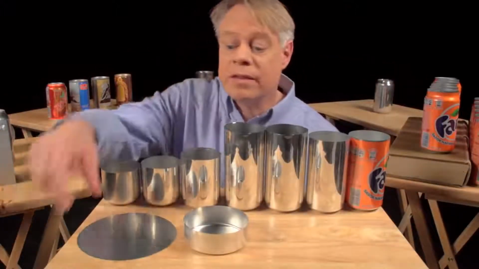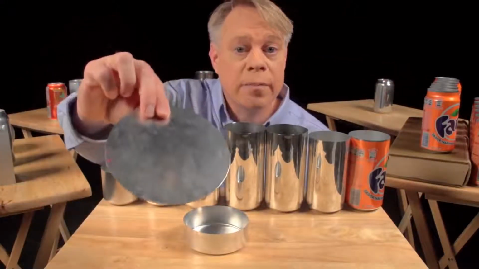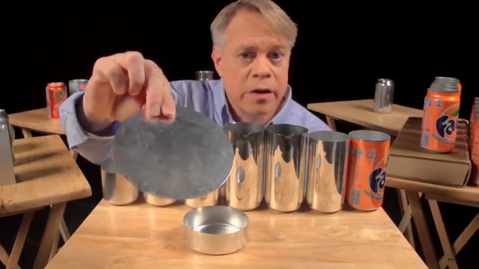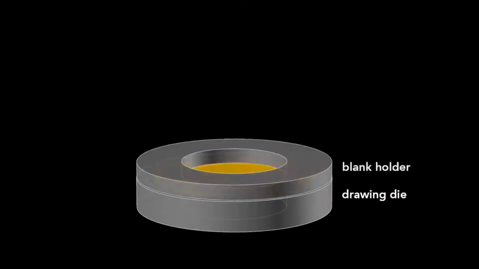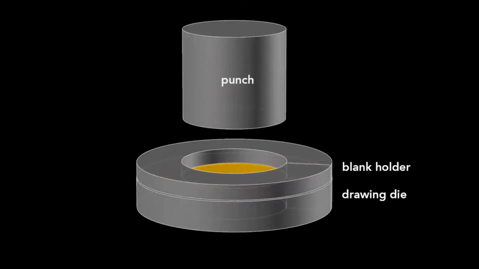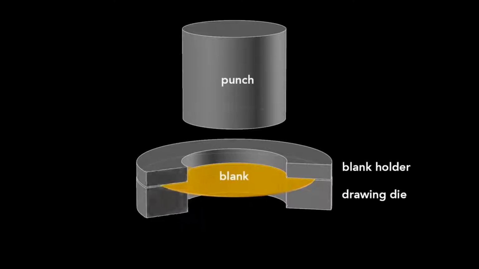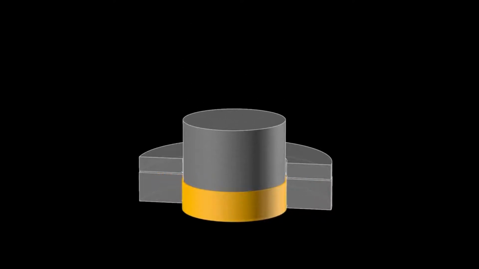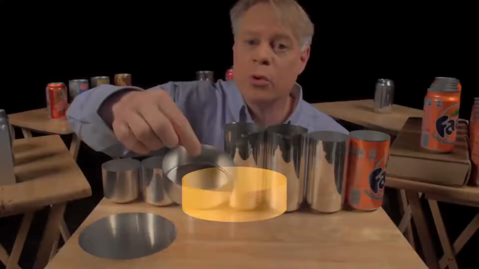The can begins as this disc called a blank, punched from an aluminum sheet about 3/10 of a millimeter thick. The first step starts with a drawing die, on which sits the blank and then a blank holder that rests on top. We'll look at a slice of the die so we can see what's happening. A cylindrical punch presses down on the die, forming the blank into a cup. This process is called drawing.